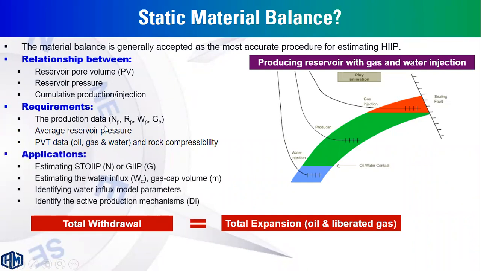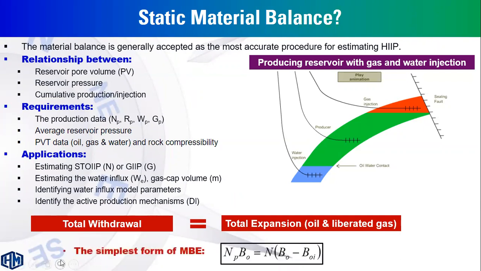Applications: the main applications of static material balance are to predict the capital N and capital G, stock tank oil initially in place and gas initially in place, and other applications like determination of water influx, We, or gas cap volume. So the simplest form of static material balance is this form, the cumulative production and the STOIIP.